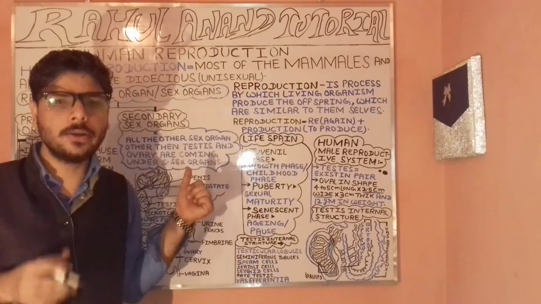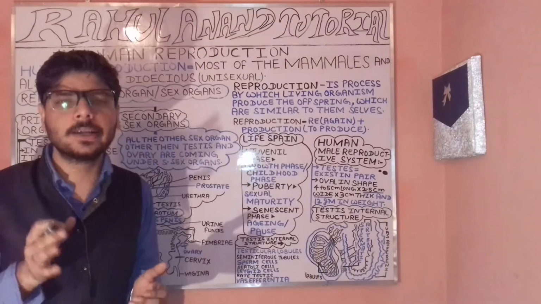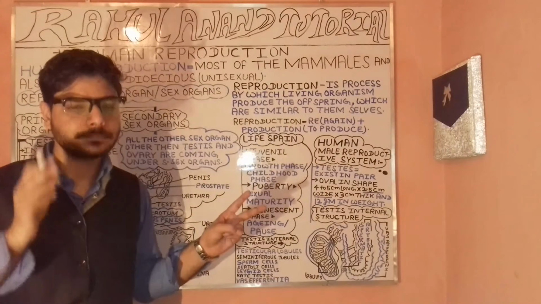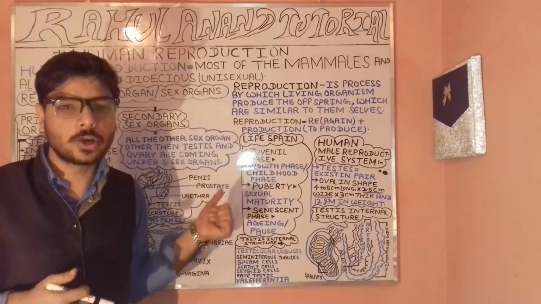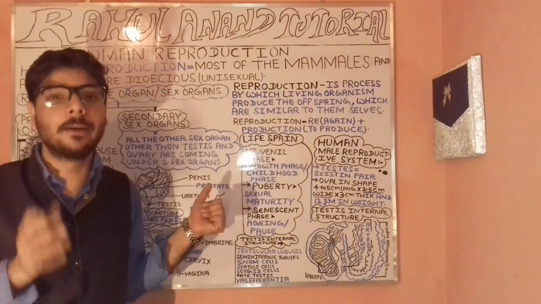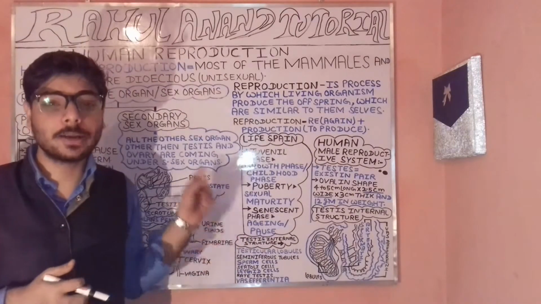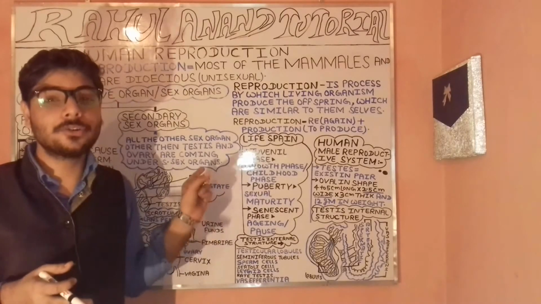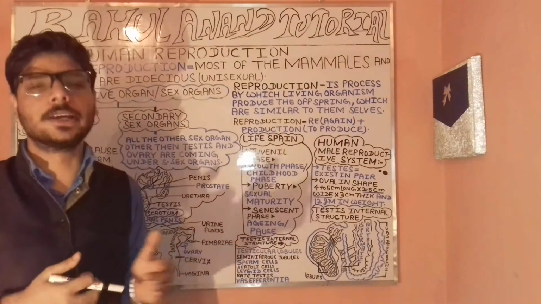When we talk about the primary sex organs, we have two components: the male reproductive organ and the female reproductive organ. When we talk about the male reproductive organ, we have the testes. The testes play an important role in the formation of sperm.